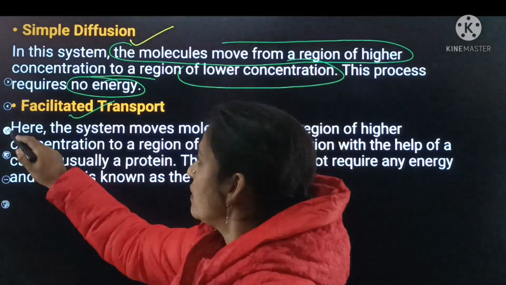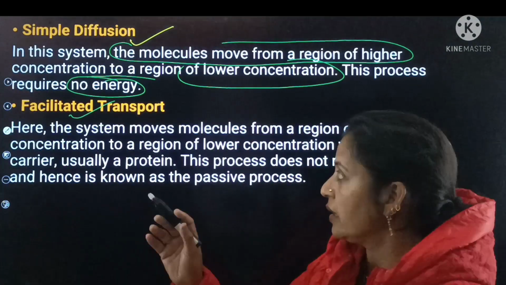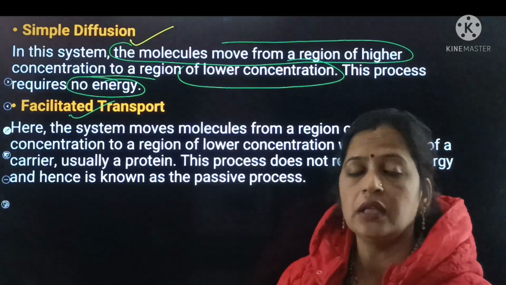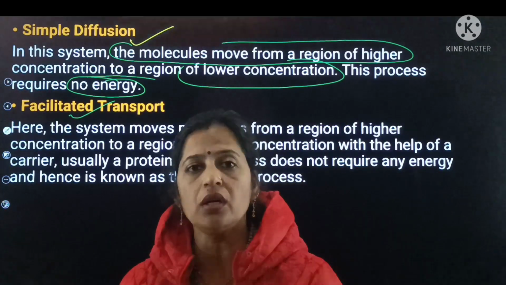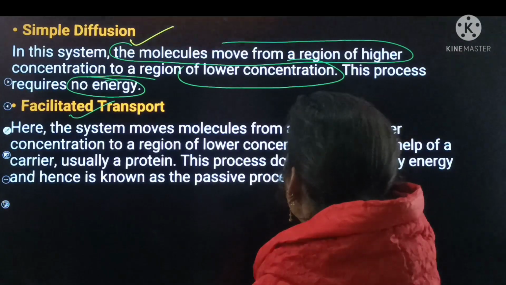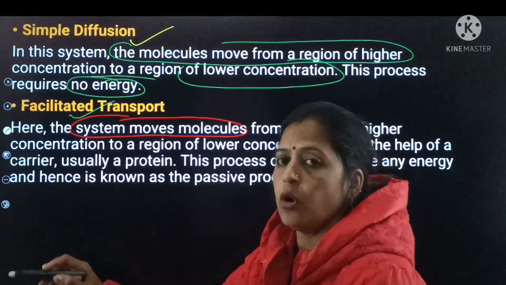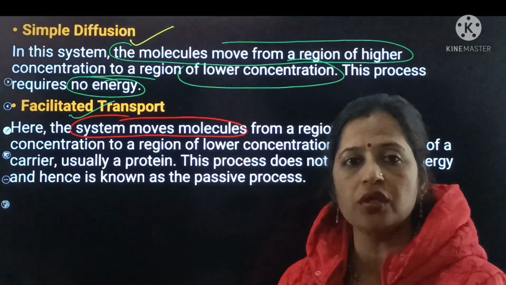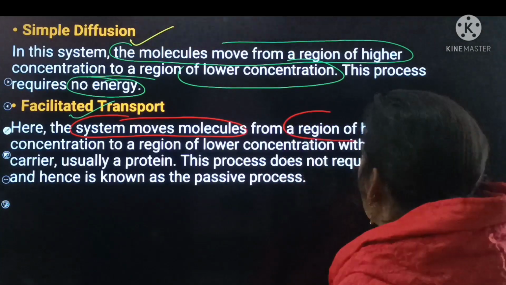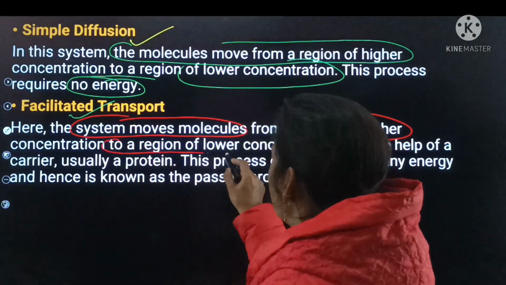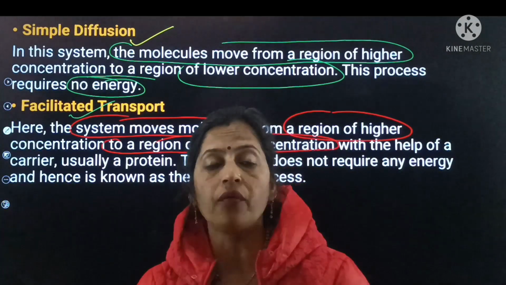Second one is facilitated diffusion. Facilitated diffusion क्या होता है? Here in the system, the movement of the molecules is from the region of higher concentration to the region of lower concentration. तो यहाँ पर भी जो है बेटे, जो सिस्टम है, यहाँ पर जो मूवमेंट होती है मॉलिक्यूल्स की, वो होती है फ्रॉम द रीजन ऑफ द हायर कंसंट्रेशन टू द रीजन ऑफ द लोअर कंसंट्रेशन, that is region of higher concentration to the region of lower concentration with the help of a carrier.